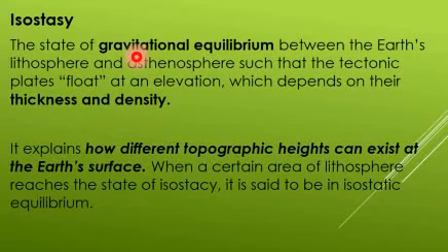Ngayon, kung halimbawa naman sa Himalayas, kung aware kayo doon, kung saan matatagpuan ang Mount Everest, dito sa area na to, wala silang state of gravitational equilibrium. Kaya sobrang tataas ng mga mountains na nabubuo doon sa Himalayas. Now, aside from that, it explains how different topographic heights can exist at the Earth's surface.